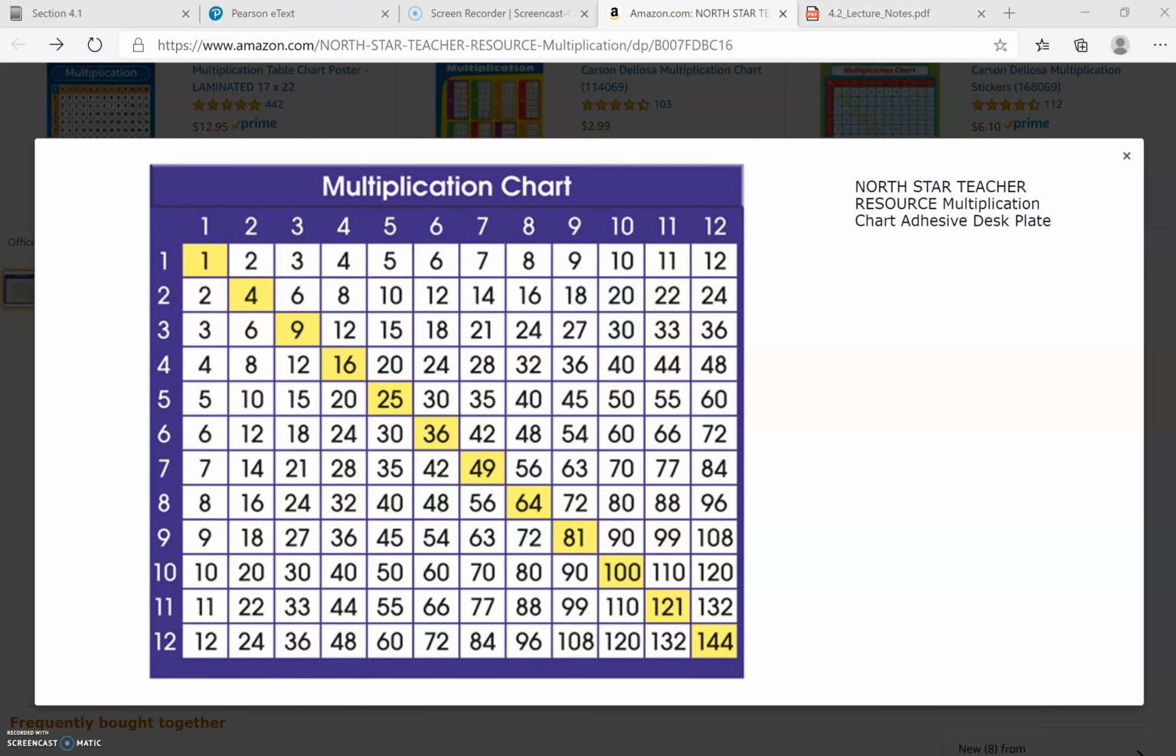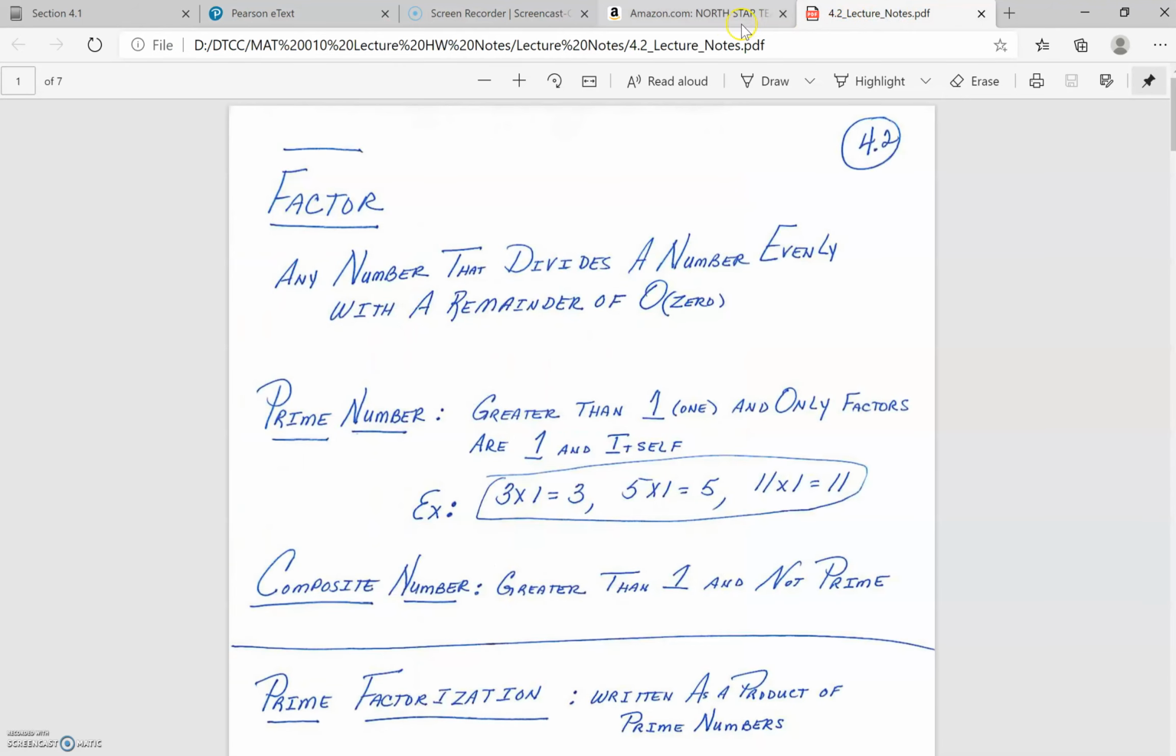With that in mind, now let me go over to these 4-2 lecture notes. Now, whenever you're factoring, just think of factor. That's two numbers. It's just saying a number that divides into another number evenly with a remainder of 0. Example would be 6 divided by 3 equals 2, because 3 times 2 equals 6. And I'm going to write this all out.